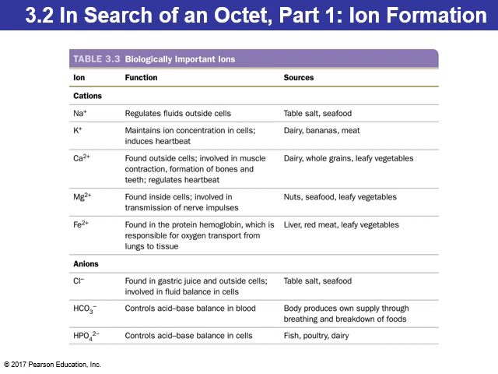Magnesium, important for nerve impulses. Iron, important for oxygen transport and oxygen metabolism. Our important anions: chlorine, found in gastric juice and outside of our cells, is again involved with fluid balance.